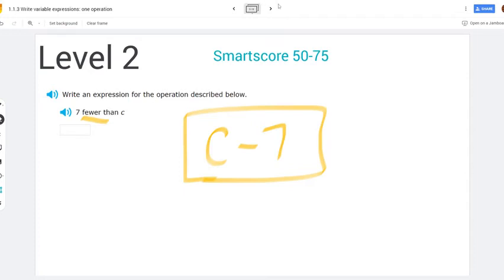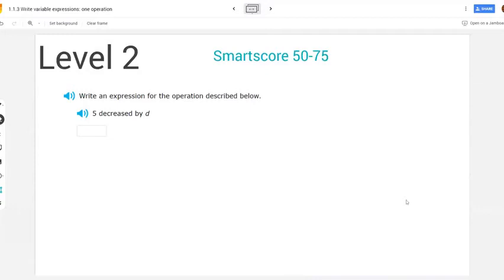Let's take a look at another level 2. 5 decreased by d. So again, subtraction. Decreased, right? That means you're going down, you're subtracting. The way this one's worded, we do not have to turn it around. 5 is directly being decreased by the amount d.